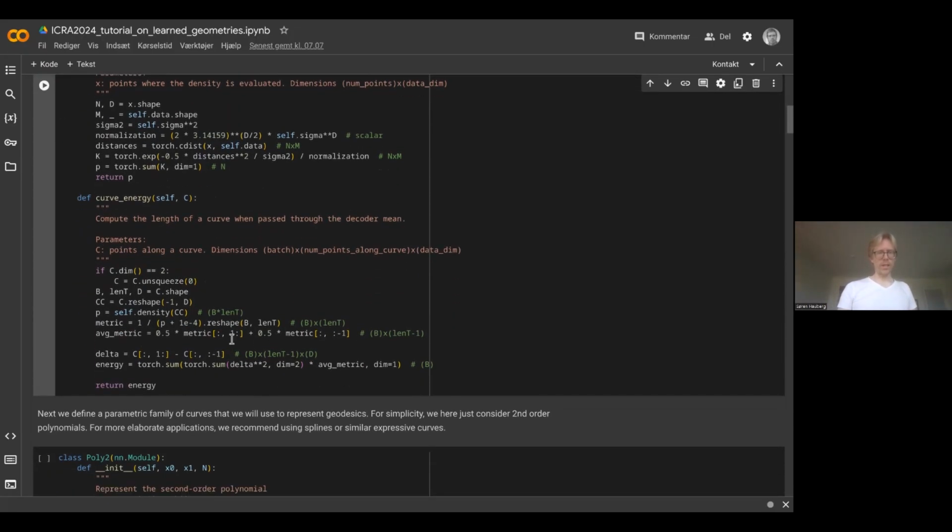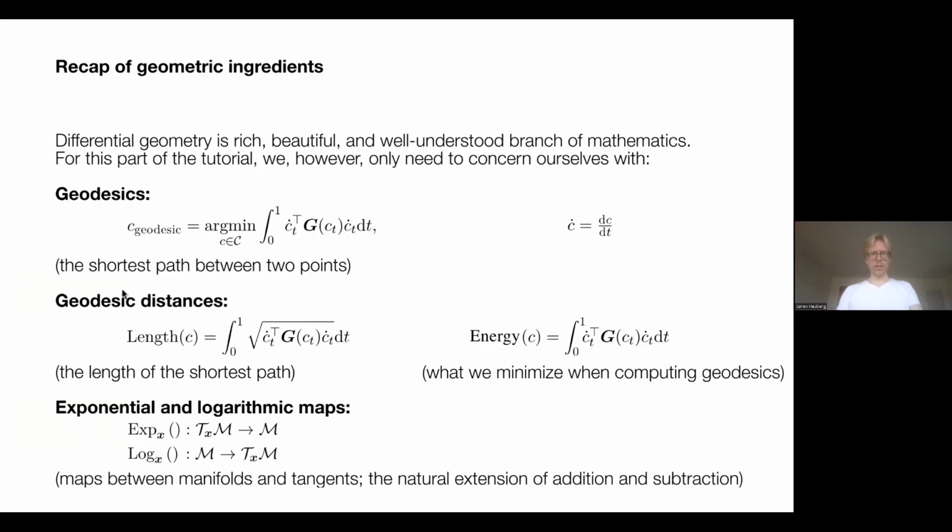Once you have that, then you can define the energy of a curve. So this will be the general structure. It's by far the most reliable way to compute geodesics, is that you define the energy of a curve. I don't know if you recall, we had that up here on the recap slide. It's this expression of the energy.